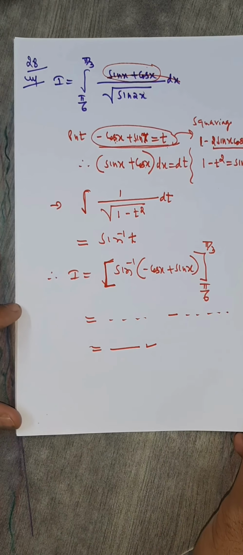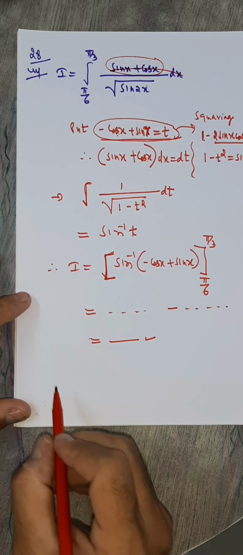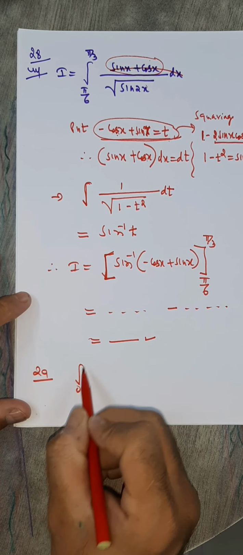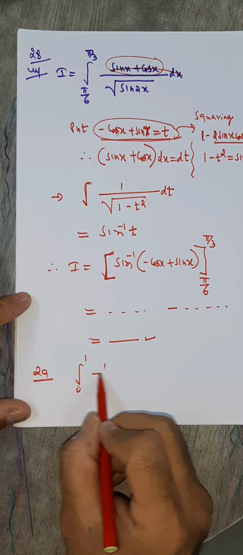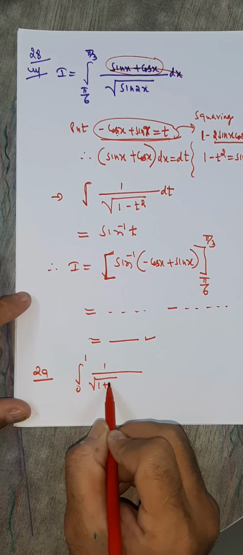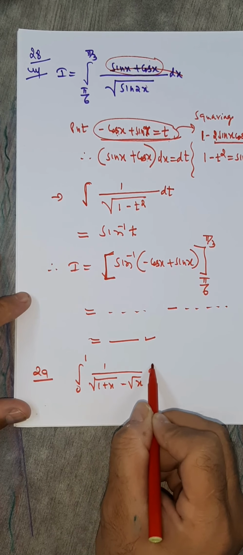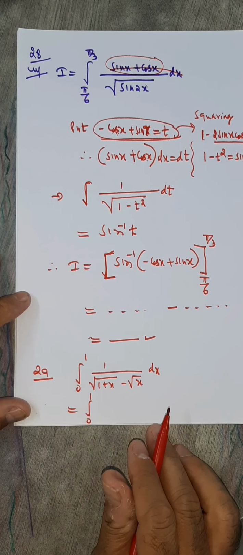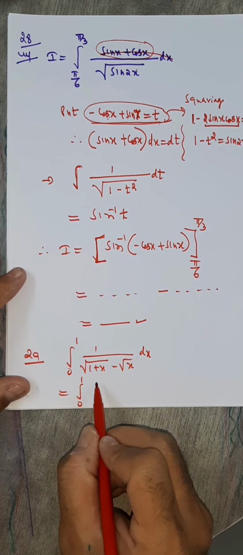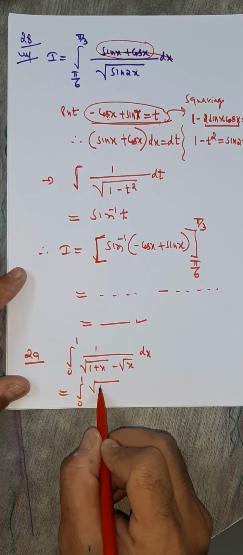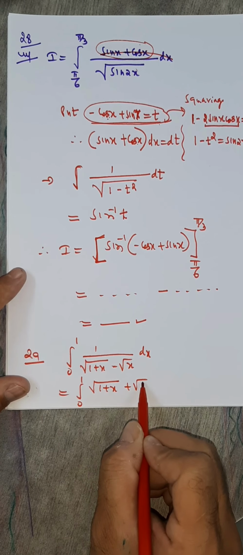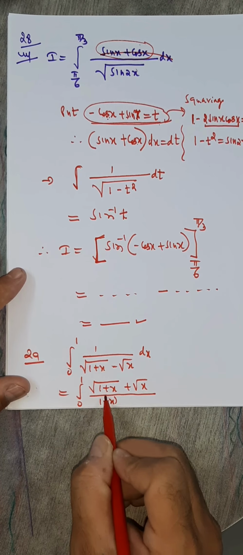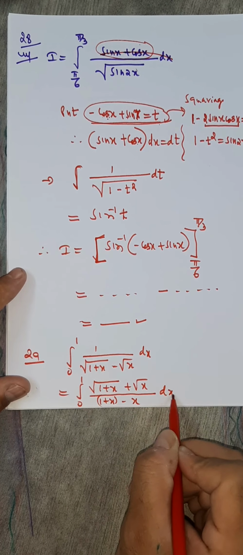Question 29 is a very basic question, just to take the conjugate. I will not do 29. From 0 to 1, you have 1 upon root of 1 plus x minus root x dx. So what you will do here is just take the conjugate. From 0 to 1, the conjugate of this is root of 1 plus x plus root x, upon which both will be free from the square root.